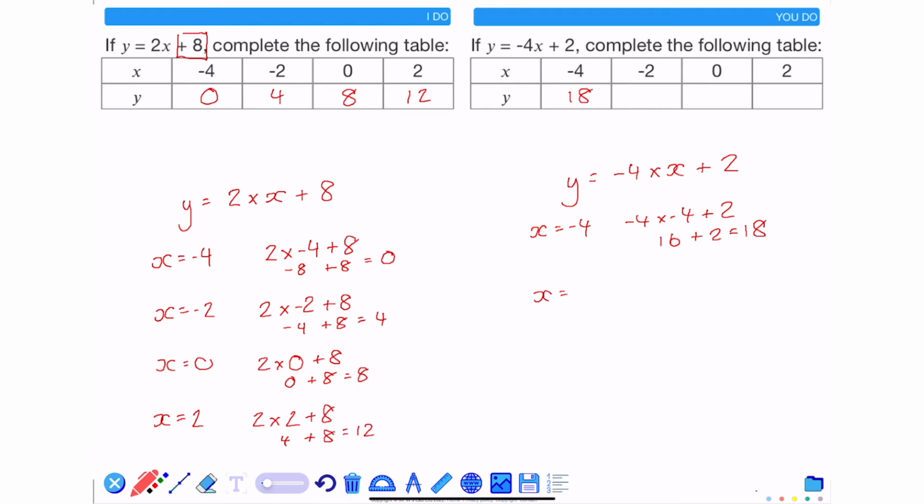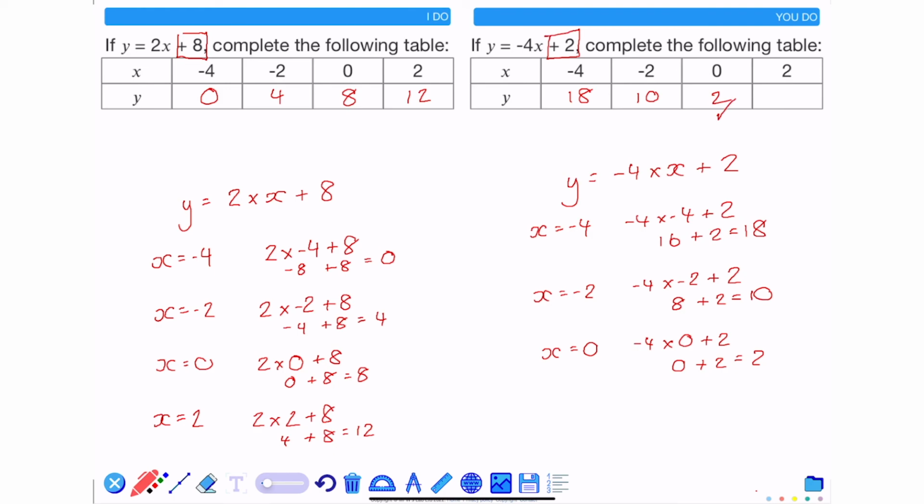When x is equal to negative 2, negative 4 times negative 2 add 2 gives me 8 plus 2 is equal to 10. When x is equal to 0, negative 4 times 0 plus 2 gives me 0 plus 2 is equal to 2.